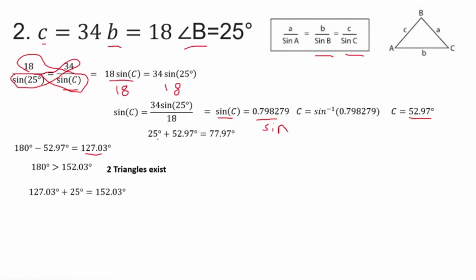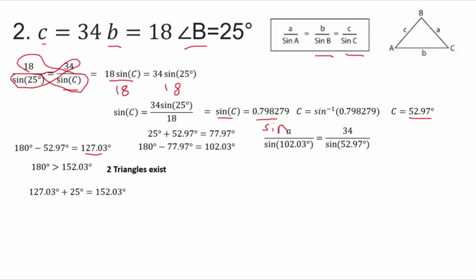So we could add 25 degrees with 52.97, which we found here, gives us 77.97. You will subtract 180 by 77.97, which gives you 102.03, which here will be angle A. We're looking for side... well, that went over too far.